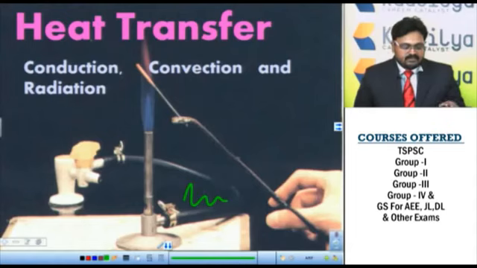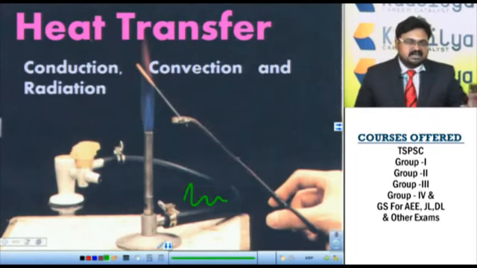Okay, so first let us discuss what conduction is. Now conduction is a process where the transfer of energy takes place from one point to another point without actually the matter moving. Okay, so there is a transfer of energy only, there is no transfer of any mass. Now the matter will not move from one point to another point, only energy gets transferred.